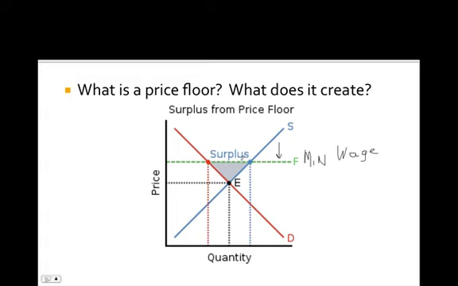If this price is in fact above equilibrium, more people are going to want this job, are going to supply their labor, than employers are going to demand labor from them. So that ends up with a minimum wage situation, and you have a surplus.